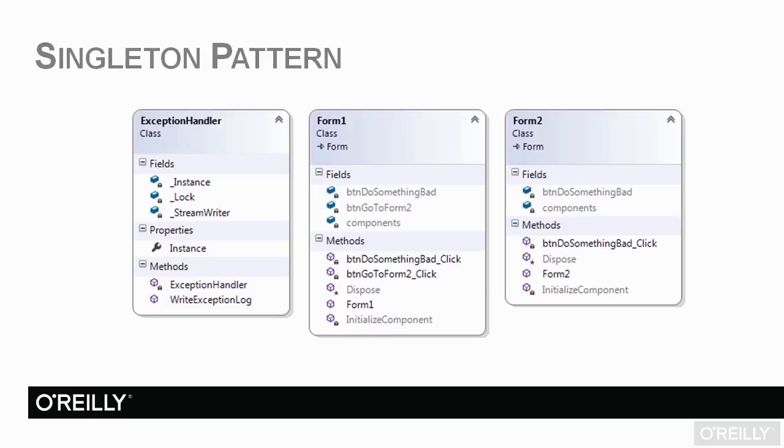Then in our example, we'll have a couple of forms, and they'll have buttons on each called do something bad. So they'll throw an exception, and then we'll have the exception handler handle it. And then form 1 will be able to go to form 2, so we'll be able to see that both of these forms get the same instance of the exception handler, and it works just fine. So that's the singleton, probably the simplest pattern you'll ever see.